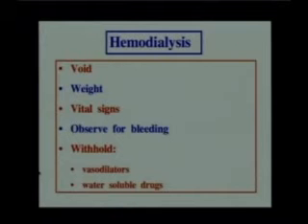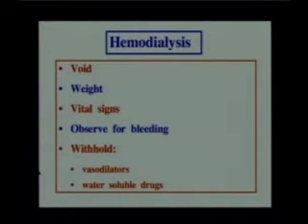Now, for patients that are undergoing hemodialysis, prior to the procedure, you ask them to empty their bladder. You will also weigh them because we're looking at weight changes during dialysis. Monitor their vital signs. What would you expect would happen to their blood pressure during dialysis? It should go down if they're getting rid of excess fluid. Observe for bleeding. Remember that the blood is heparinized as it goes through the dialysis machine. So if there was any bleeding and you've got heparinized blood, wow, you could have a massive bleed.